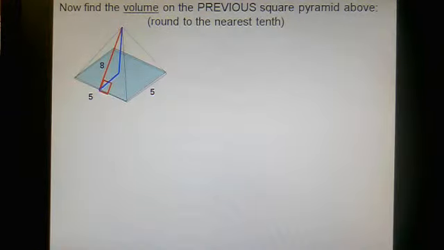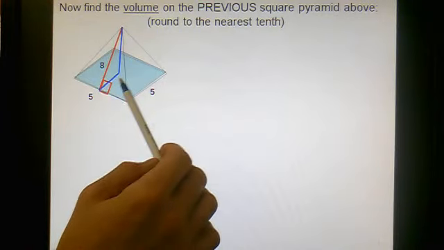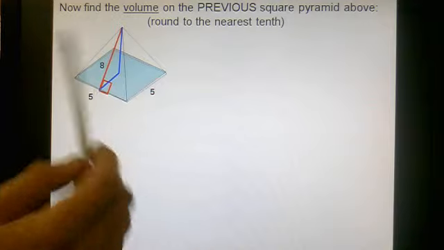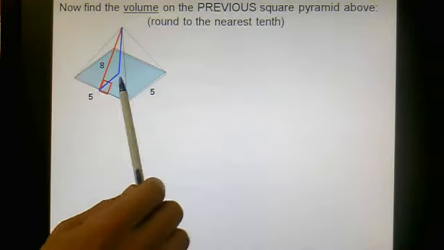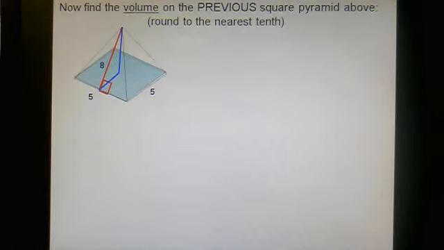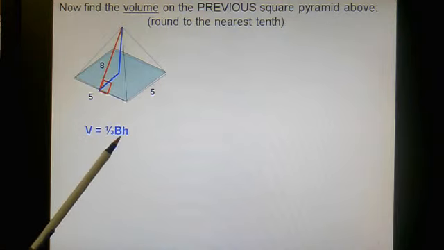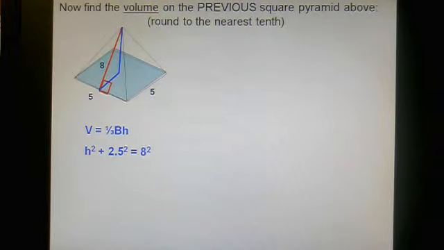And it's not going to be that clean for you. This distance here is 2.5. And there's your Pythagorean theorem: 2.5 squared plus the height squared is equal to 8 squared. In other words, you can't dive right into this formula because you don't have the height. You get the base area. That's 5 by 5, that's 25. That part's easy. The height is where you might get stuck.